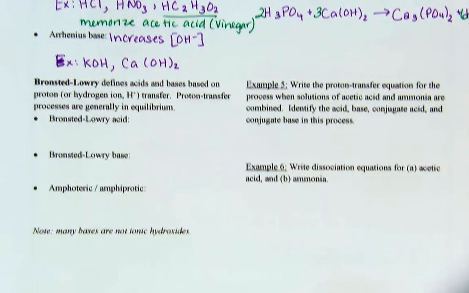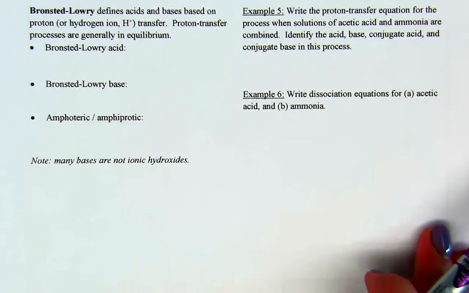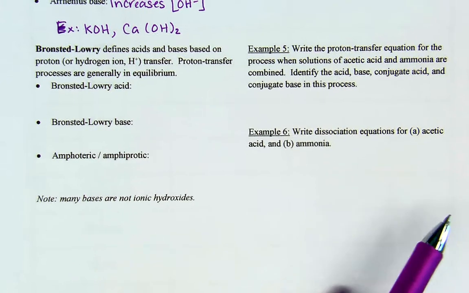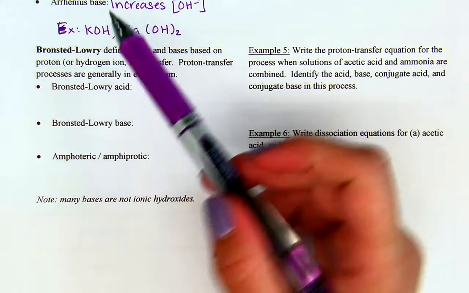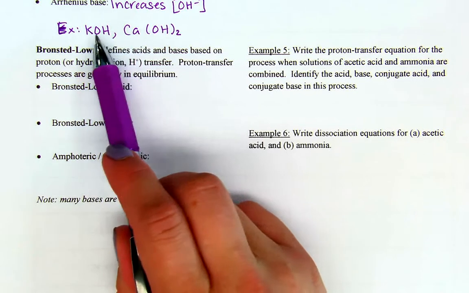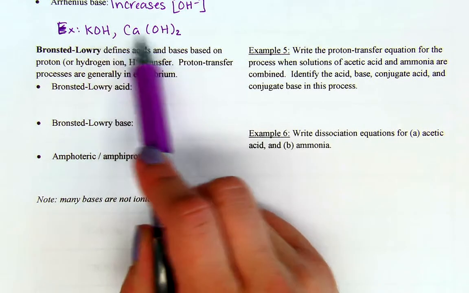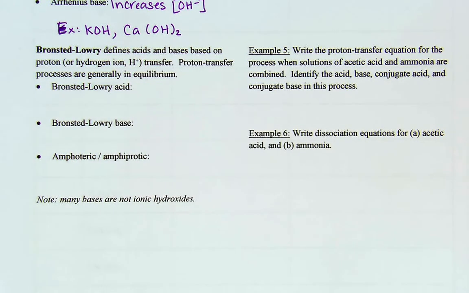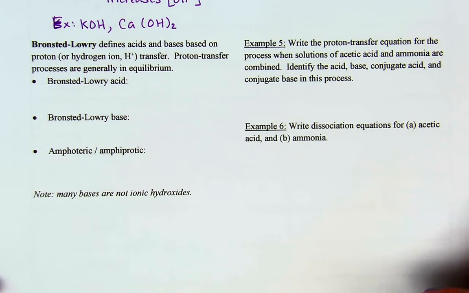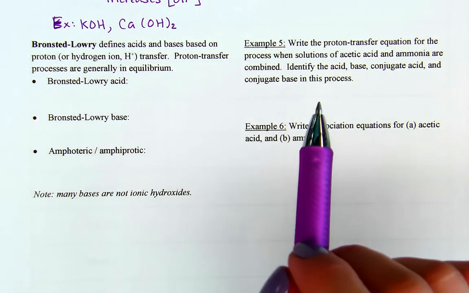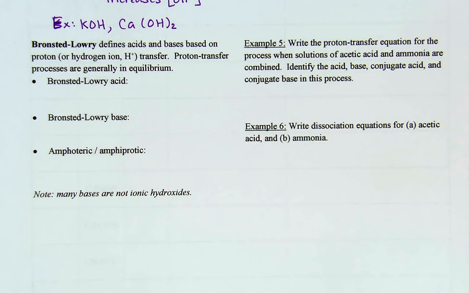Now, the Bronsted-Lowry way is a little bit different. Not all bases, for example, like ammonia, NH3, are ionic hydroxides. So they're not going to just give off hydroxide in solution always. So we need another way to define bases. So here we're going to use the Bronsted-Lowry definition. That defines acids and bases based on proton or H+ transfer. Proton transfer processes are generally in equilibrium.